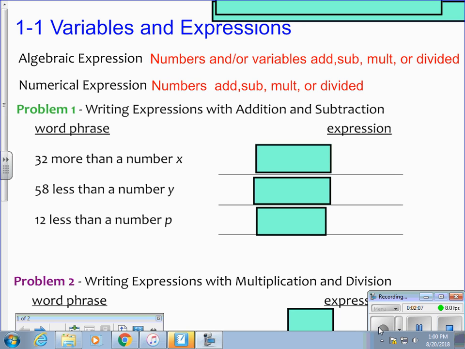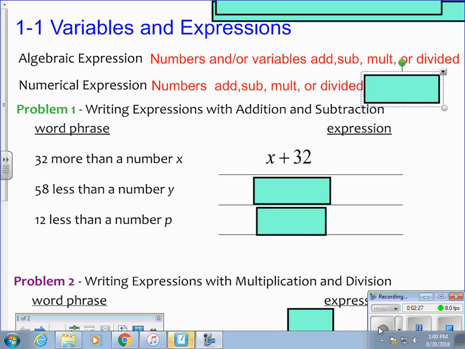So if I have the phrase 32 more than a number x, more than, what am I doing when I have more than? If I have $10 more than you, I take what you have and do what? I add 10. More than means addition. And the variable is given. You're told it's x. So I have x plus 32.